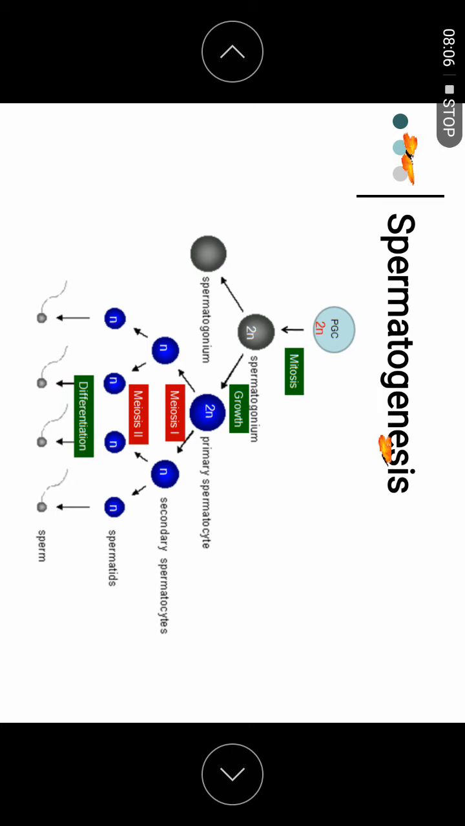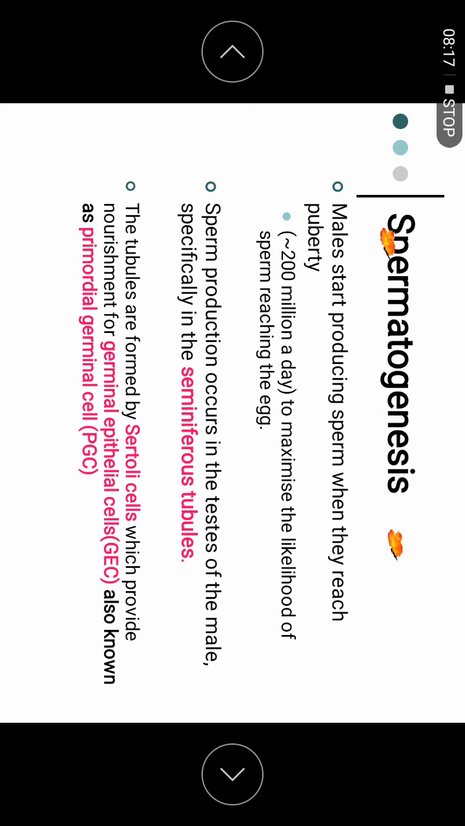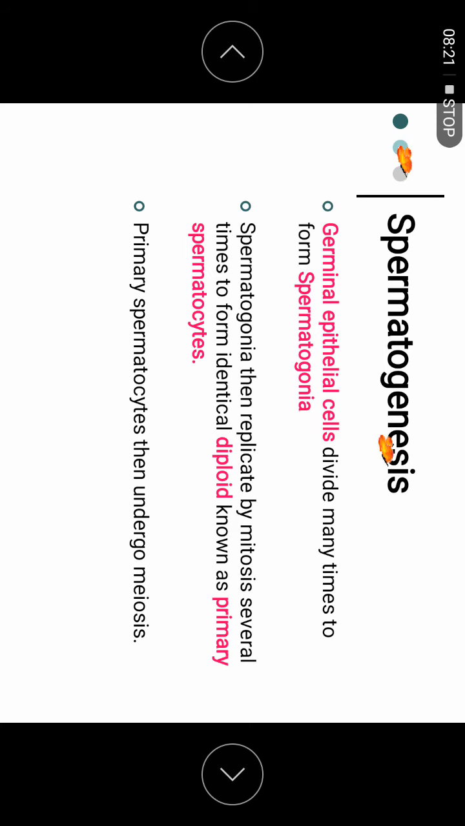So this is very easy. They just divide and undergo mitosis first, then meiosis. After that you get differentiation to become the sperm, so that they can swim, being mobile, to meet up with the ovum.